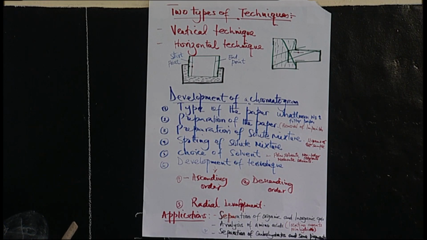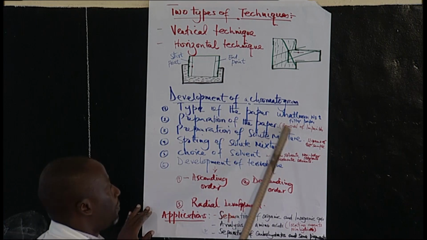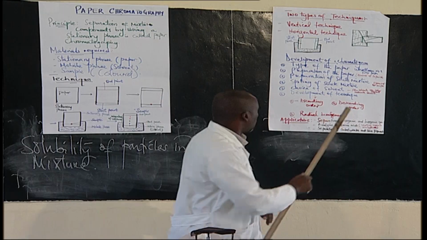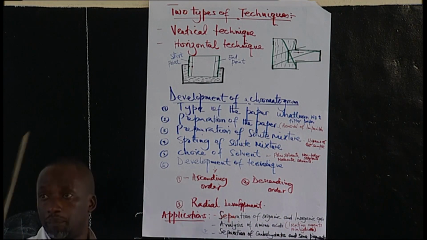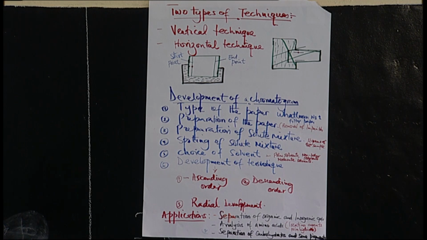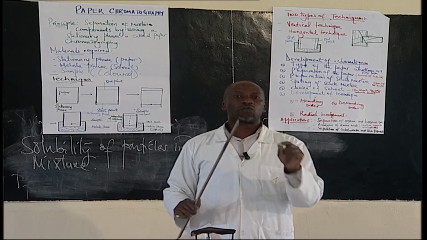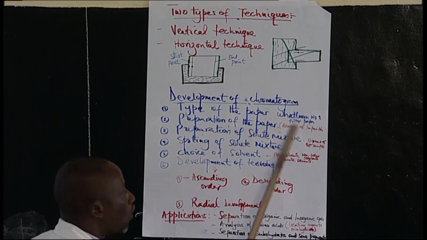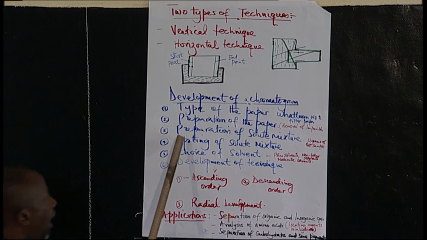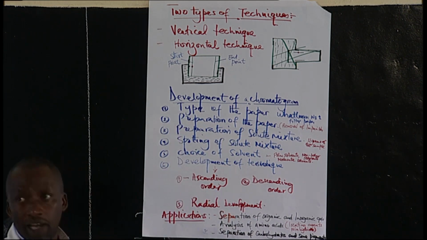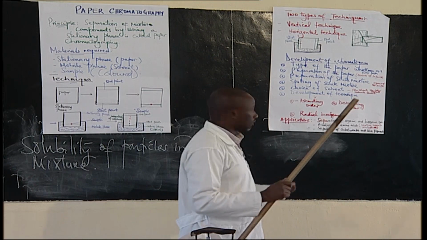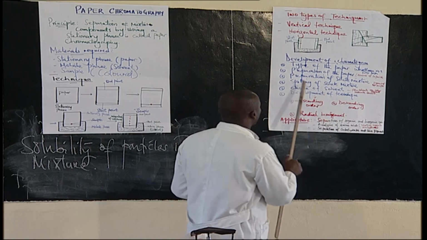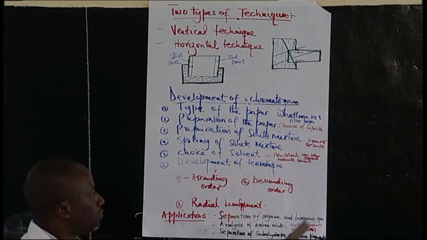So how is the chromatogram prepared? You need the type of the paper. Remember I said it is not any type of paper. We have Whatman #1 filter paper. If you happen to go into the lab, you'll find they have different types, but we prefer the Whatman #1 filter paper. Then the preparation of the paper: it has to be very clean so that no other impurities will interfere with your results. Then preparation of the solute mixture.